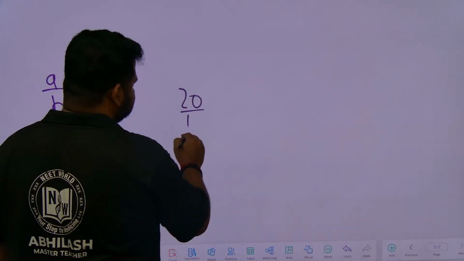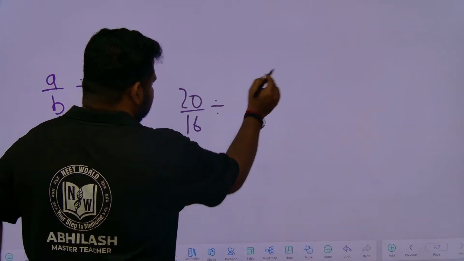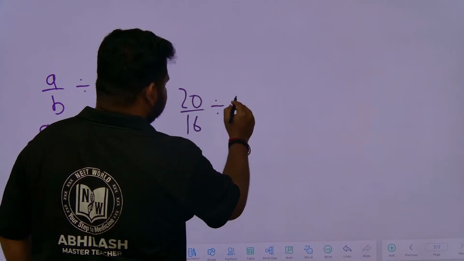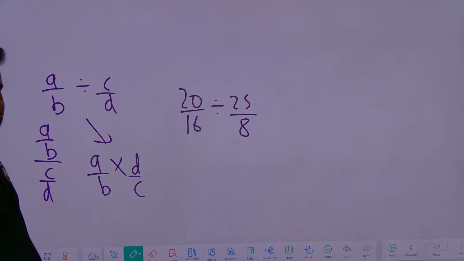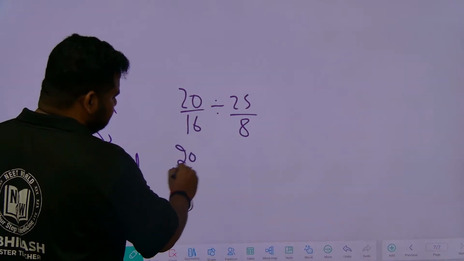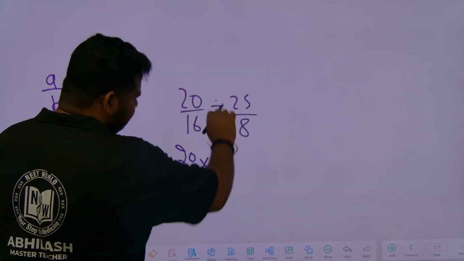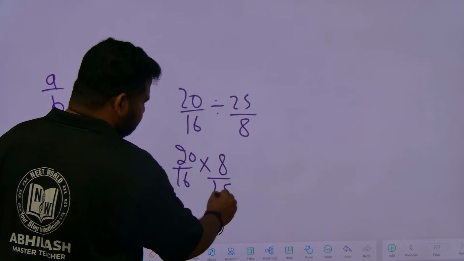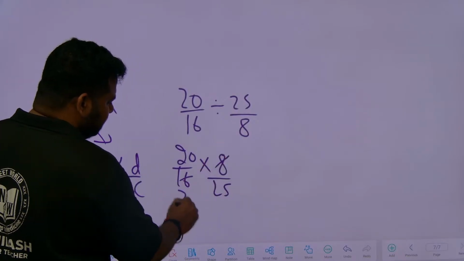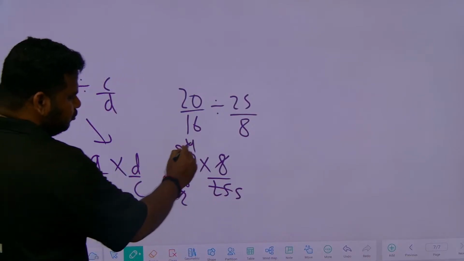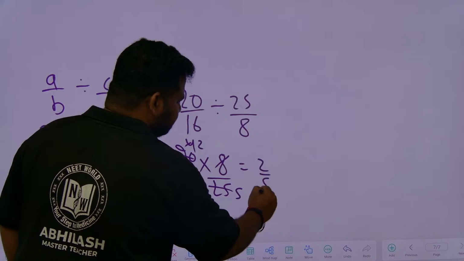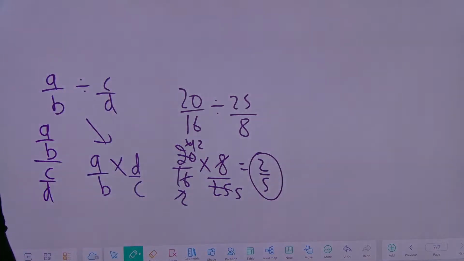Suppose we are given 20 by 16 divided by 25 by 8. So what I can write is 20 by 16 into, flip it, this will become 8 by 25. So see here, 8 1s are 8, 2s are 5, 4s are 5, 5s are 2, 1s are 2, 2s are, I'll get 2 by 5. I'll get the answer 2 by 5. Clear?